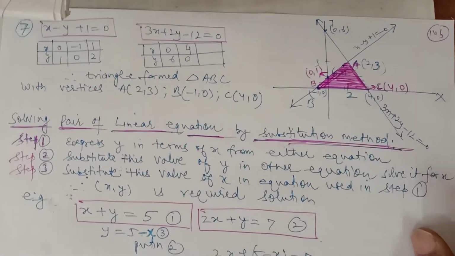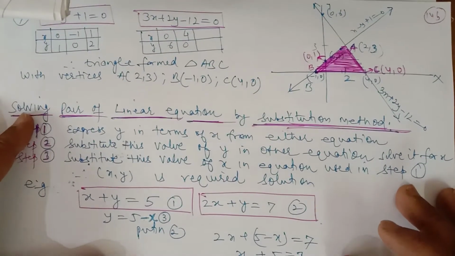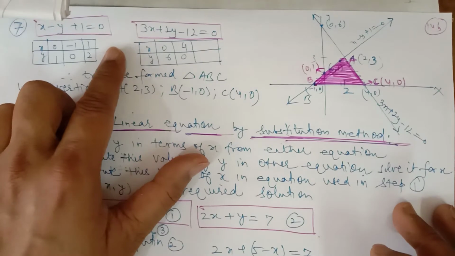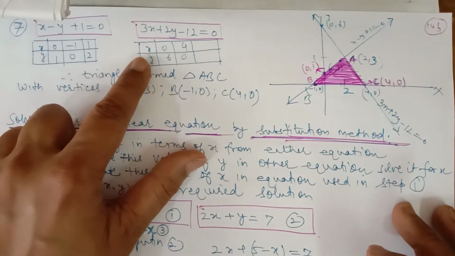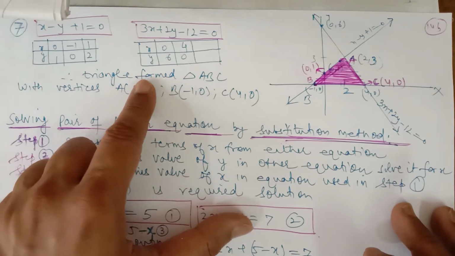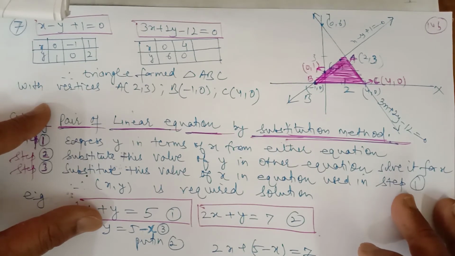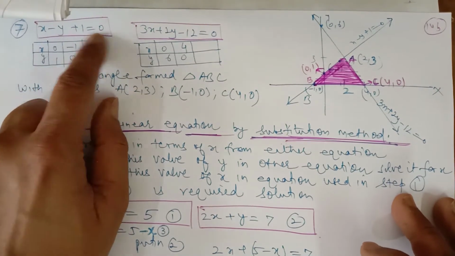Now question number 7 is a good question, and it is an important question also. Two equations are given, and you have to mark them on the graph paper, and find the triangle made by these two lines and the x-axis, and then write the vertices of the triangle so formed. So x minus y plus 1 equal to 0.